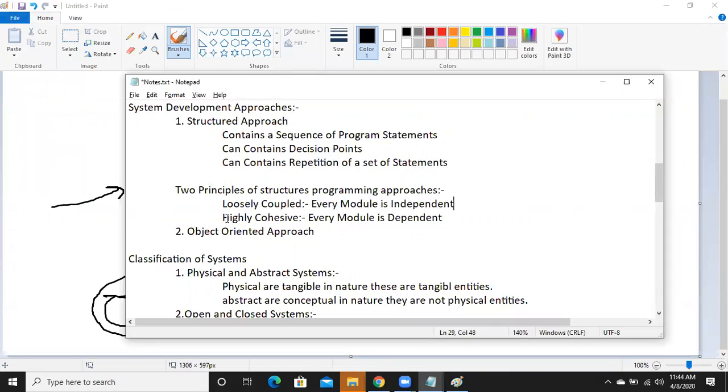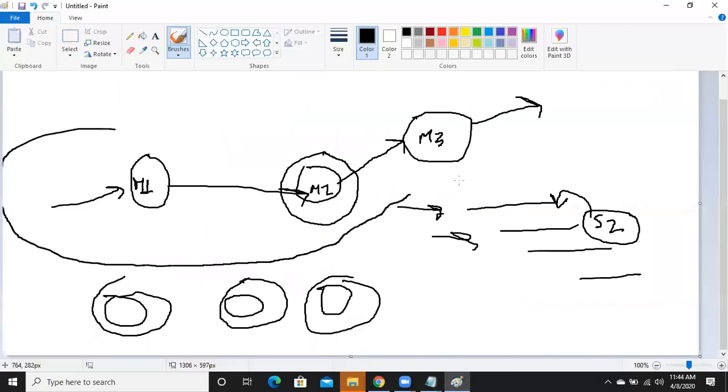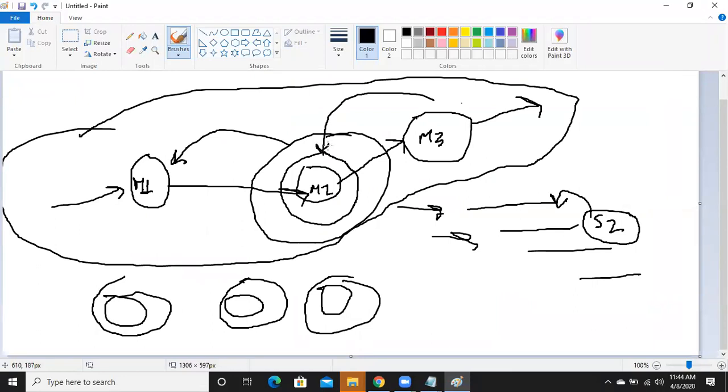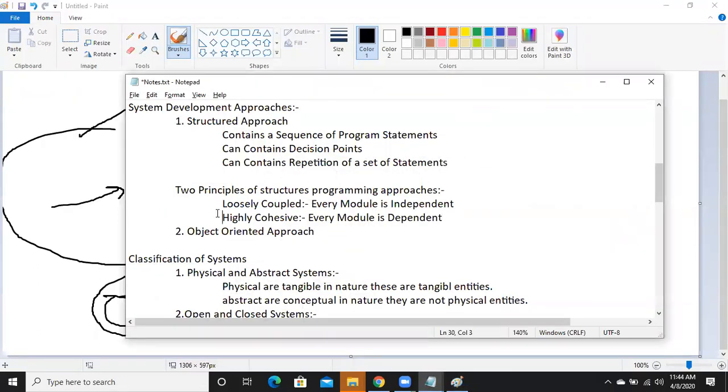Now, if I talk about the highly cohesive structured principle, it is basically this diagram. For input, module number 2 is dependent on module number 1, and for input, module number 3 is dependent on module number 2. So this principle, highly cohesive, says that each and every module is dependent on another module, whereas the loosely coupled structured approach principle says that each and every module is independent of each other. There is no interaction between these modules.